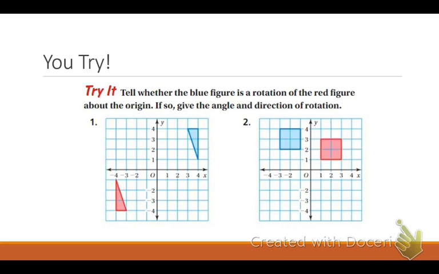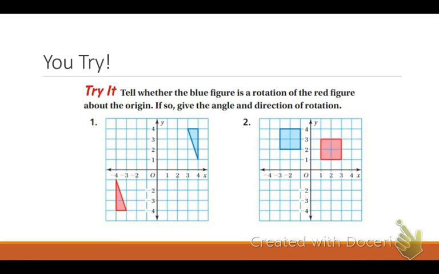Does that match the blue figure? No. But what if I did 1 more click? Okay, so 1 click, it's on its side. The next click, now the short side is on top. Does it match the blue figure? Yes. So it's 180 degrees. This is a rotation of 180 degrees.